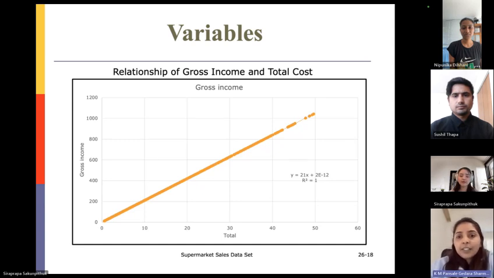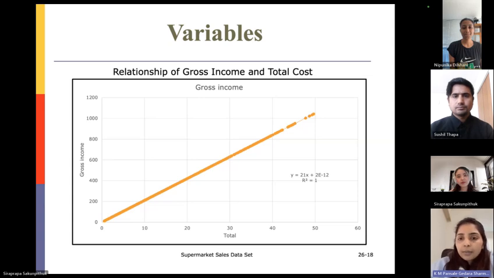I'll explain the relationship between gross income and total cost. As we can see, this graph shows the relationship between gross income and total costs. We can see that there's a weak correlation between gross income and total cost. For insights, we can think about focus on profit margin optimizations.